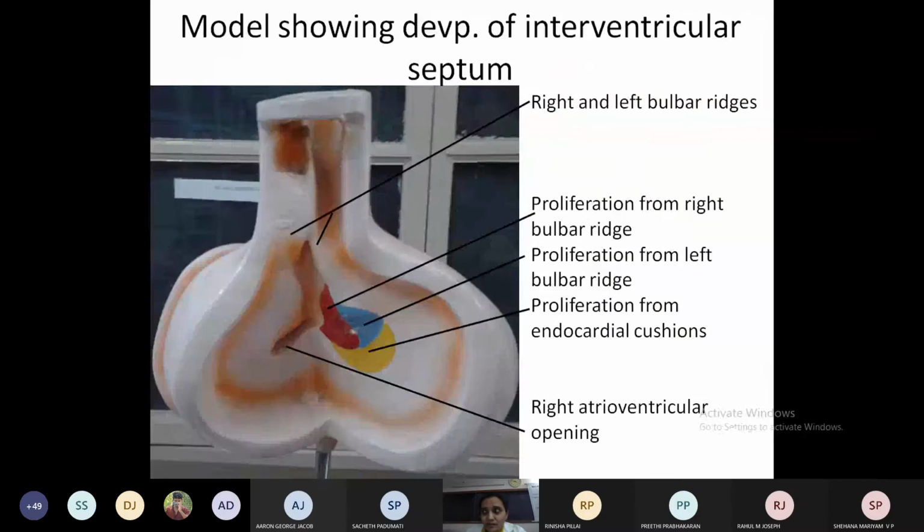This is the model of the interventricular septum. In some models, you can see they are not fused. This is the fused one. I'll show you after I finish this. I'll show you the models also, so that you have a 3D orientation.